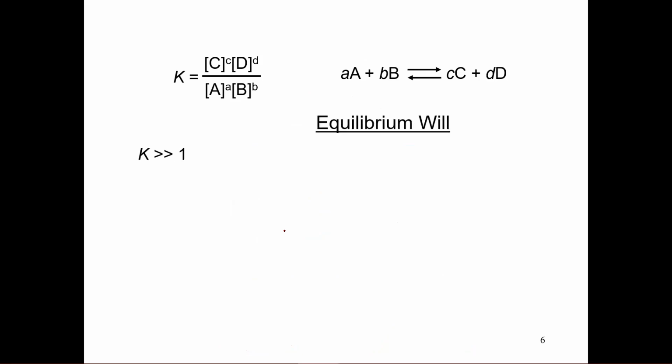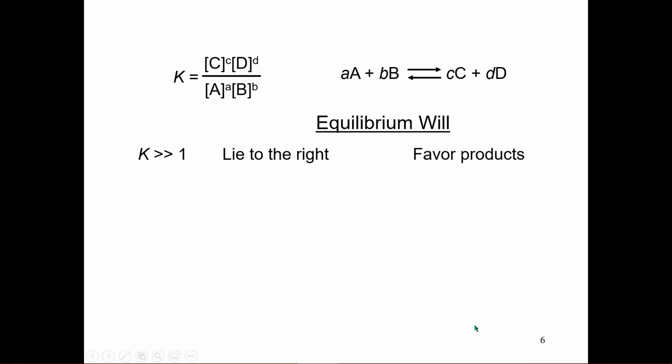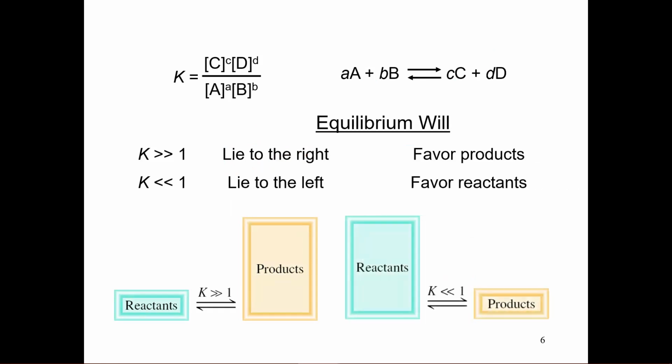So if you set it up like this, that's the K. And if K is much greater than 1, in other words, you have a lot of products and few reactants, the equilibrium will lie to the right. So if you have more products than reactants, the equilibrium lies to the right. It'll favor the products. If K is much less than 1, it'll lie to the left, and that will favor reactants. And this is an example there.